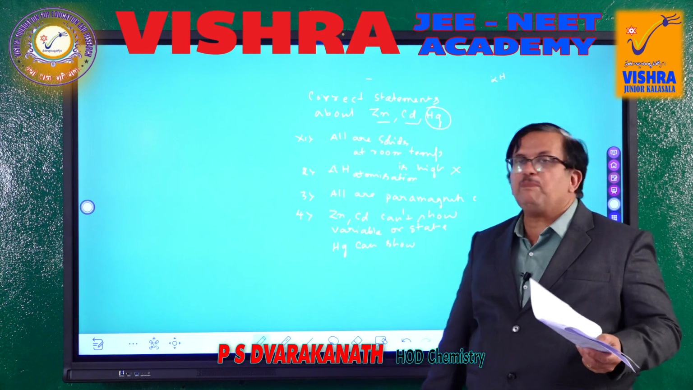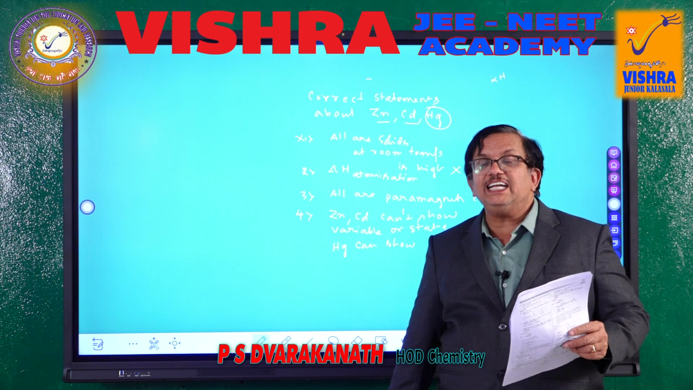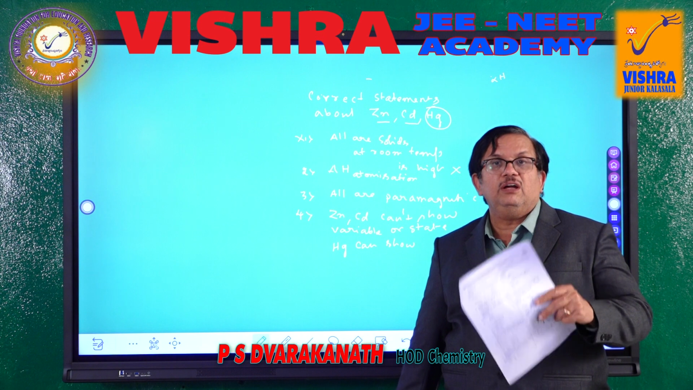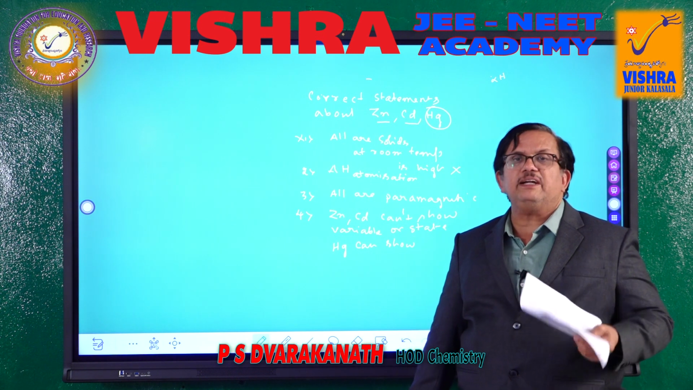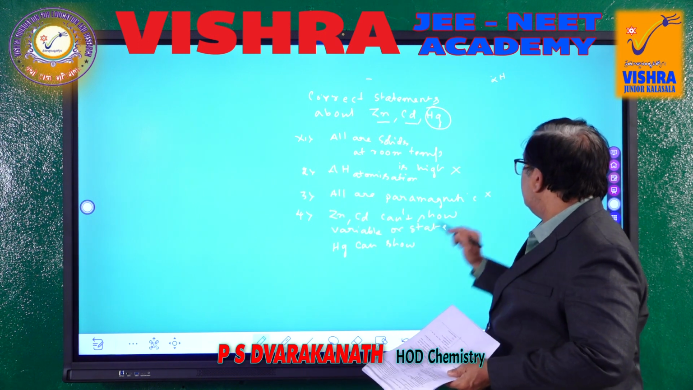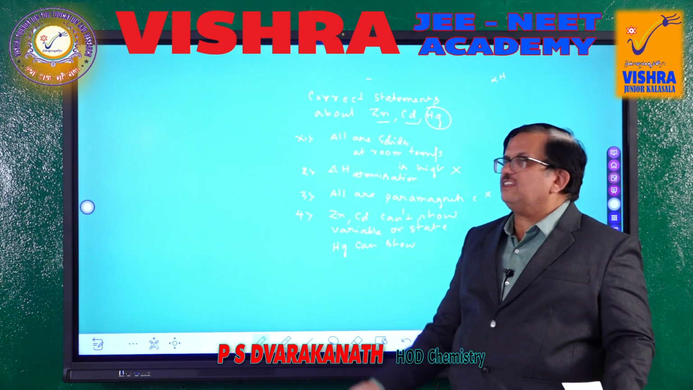Then all are paramagnetic. How can it be? Because all are having d10 configuration and also ns2. (n-1)d10 configuration is there. Therefore, all are diamagnetic here. Therefore, three statements are wrong. Then what do you do? Then automatically the 4th is the correct option.